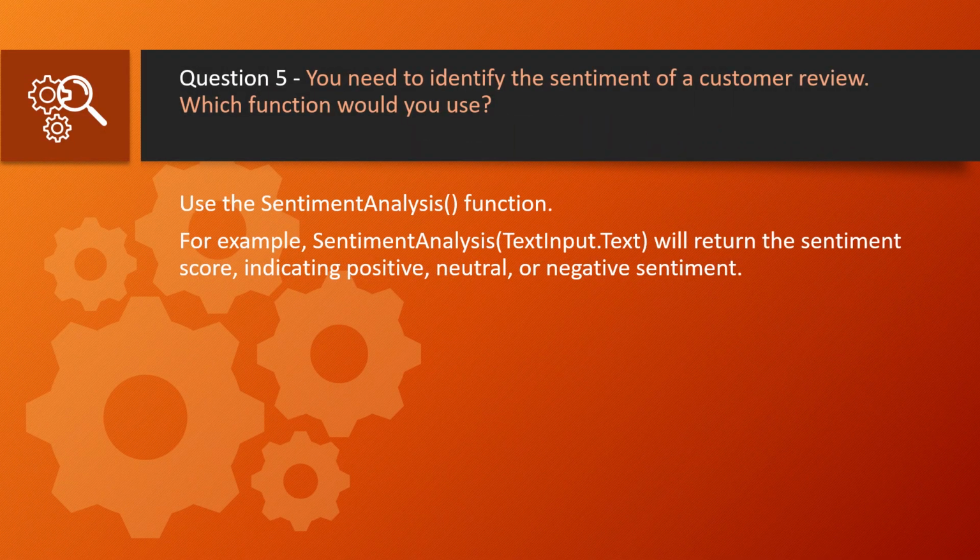Next question: you need to identify the sentiment of a customer review. The customer has given the review and you need to identify the sentiment. This is a very important question. Which function would you use? The function is sentiment analysis. How will you write this in your code? Sentiment analysis, then you just need to pass the control name text input dot text, and it will return the score associated with that sentiment. It can be positive, neutral, or negative.